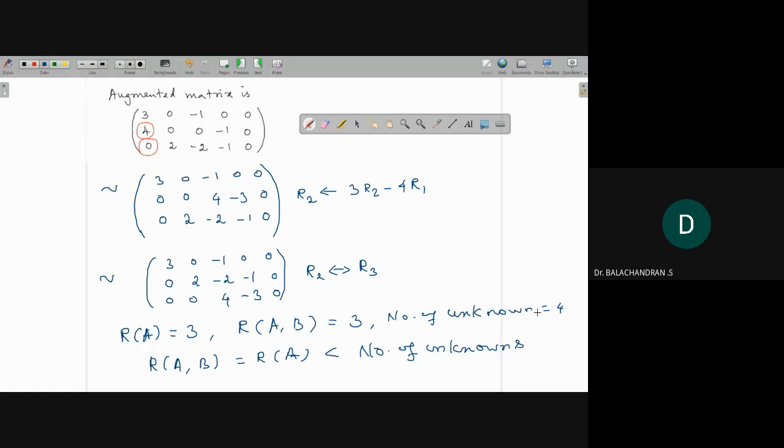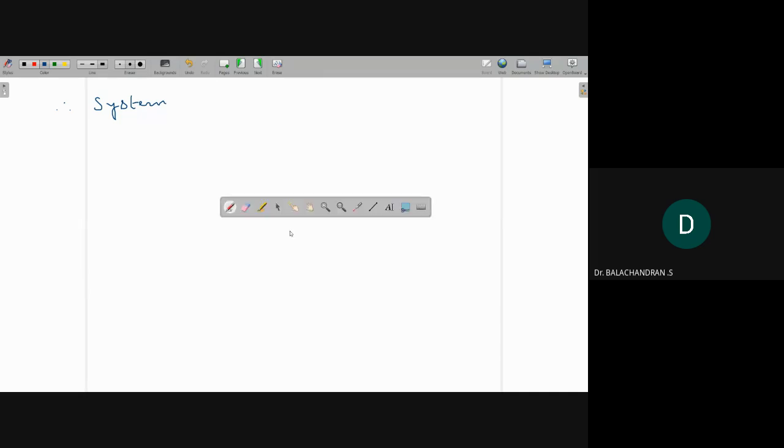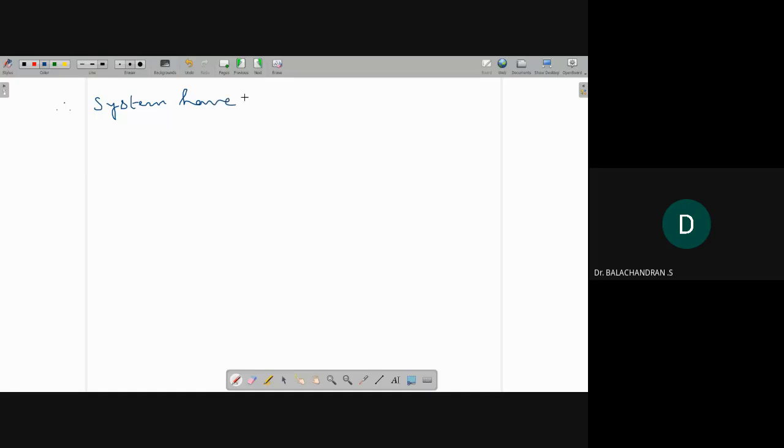Okay. And hence the system has infinitely many solutions. Therefore, the system has an infinite number of solutions. Infinite number of solutions. Okay.